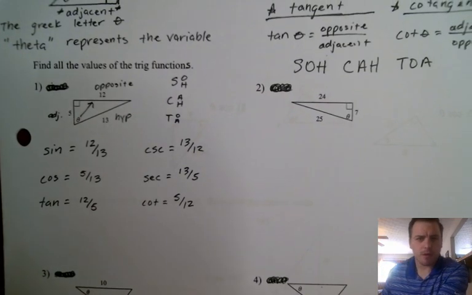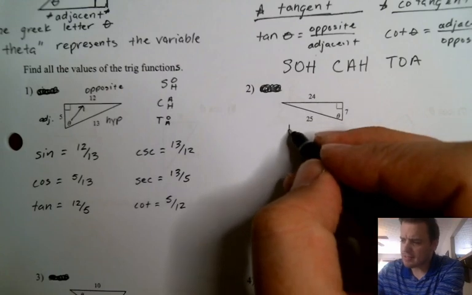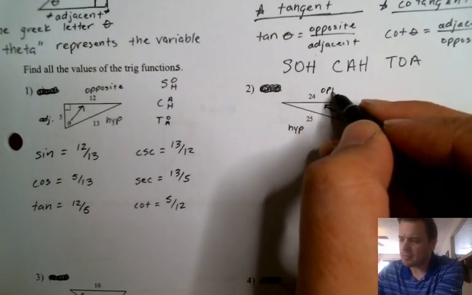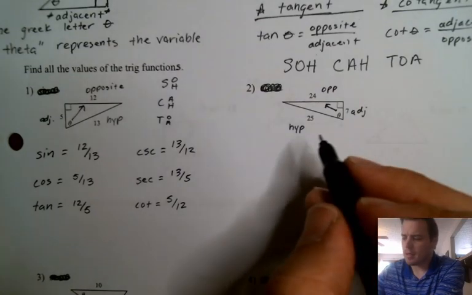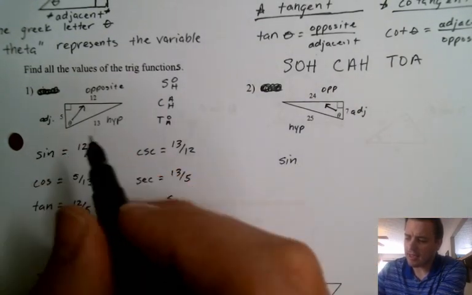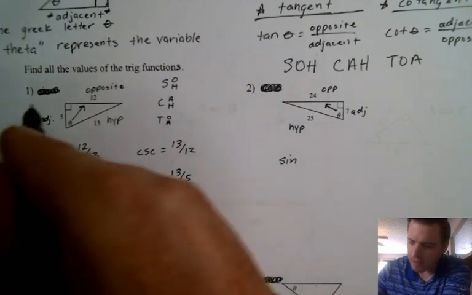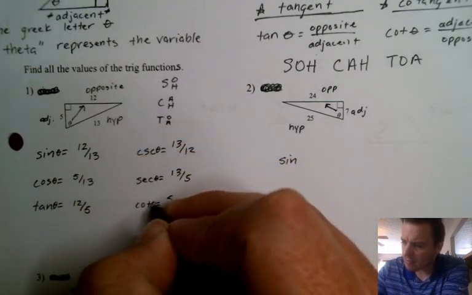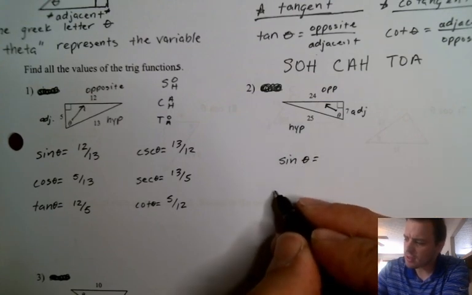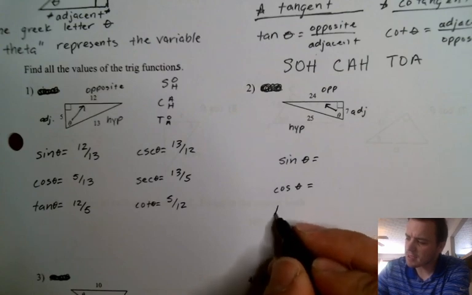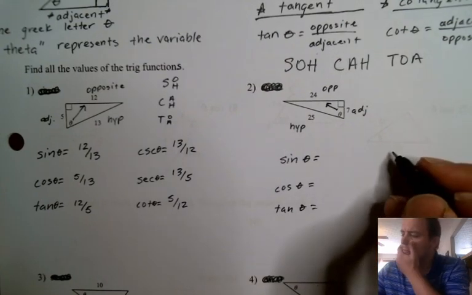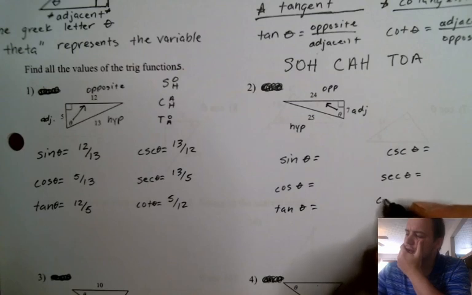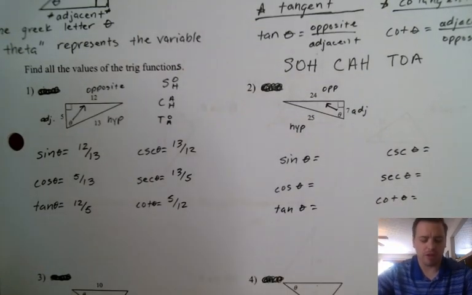Jumping to number 2. Again, the long side is the hypotenuse, the side opposite the theta angle is opposite, and adjacent is next to it. I'm going to go ahead and write everything out. Hey guys, I should have said theta in front of all of those. I apologize, I'm getting in a hurry. Same thing over here: sine theta is equal to, cosine theta is equal to, tangent theta is equal to, cosecant theta is equal to, secant theta is equal to, cotangent theta is equal to. Make sure you always include the theta.